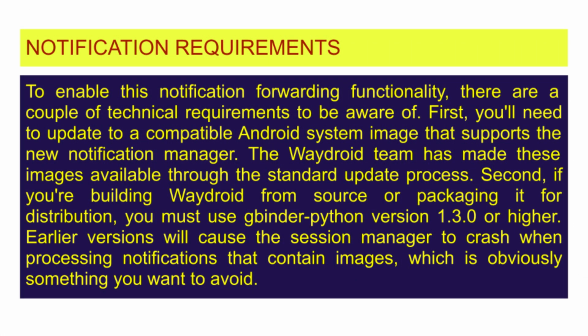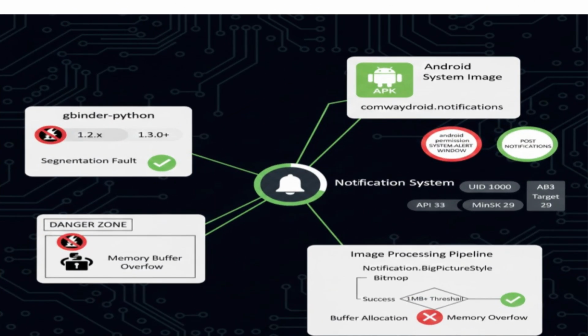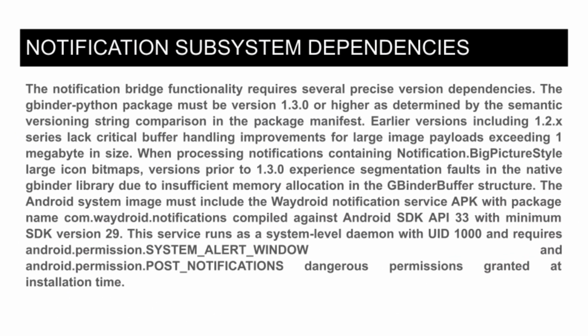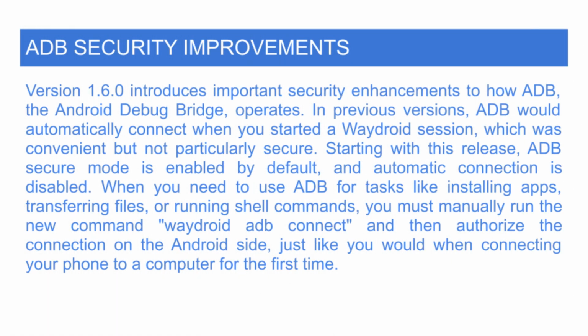Now, there's a small catch here. To get this notification forwarding to work properly, you'll need to update to a compatible Android system image. The Waydroid team has made these available, so it's just a matter of running the update process. Also, if you're a distribution packager or someone who builds Waydroid from source, you'll need to make sure you're using gbinder Python version 1.3.0 or higher. If you don't, the session manager will crash whenever it tries to handle a notification that contains a picture. That's a pretty special technical detail, but it's important to get right.